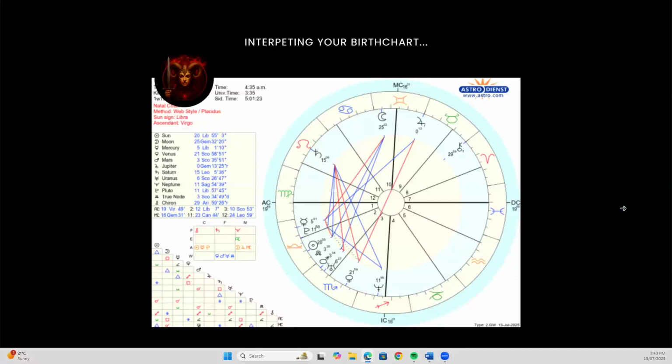So if we look at this one first, this is not my birth chart, it's a variation of my birth chart, to show you what it is that you're looking for. The first thing that you'll notice, if you've never looked at one before, is that when you look at your natal chart or your birth chart, you'll see this wheel. They look slightly different in different programs that you might use, but there is a lot of similarity.